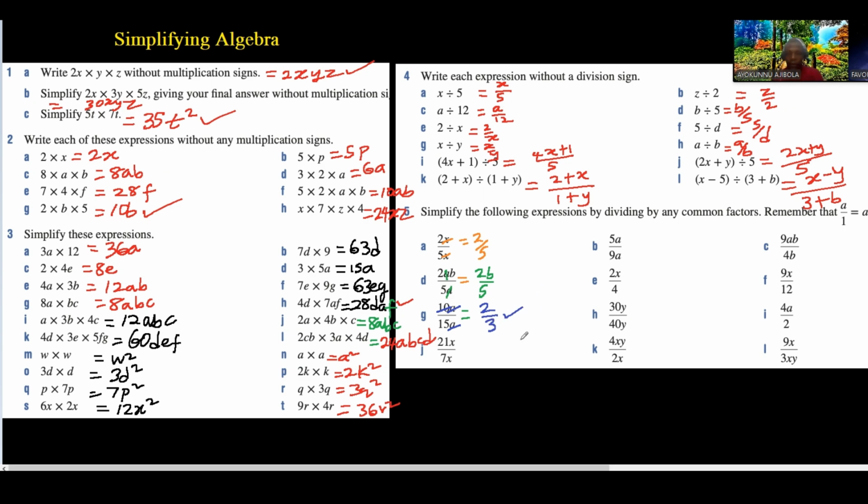Is that clear? In the next one, x divided by x, then 21 over 7 is 3. In this one, a divided by a, then we have 5 over 9. This other one, we have 2x over 4. So 2 divided by 4 gives me 2. So we have 1x over 2, which is x over 2.